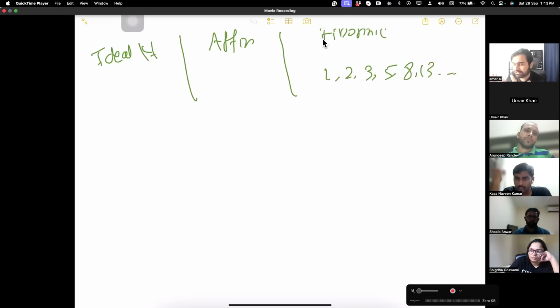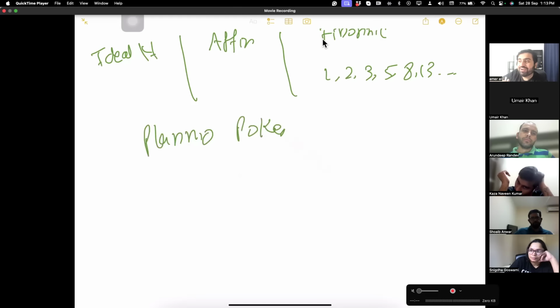And to get consensus among the team, we will use planning poker, where the team sits in a circle and we discuss how much time it will take for that, or Wideband Delphi.